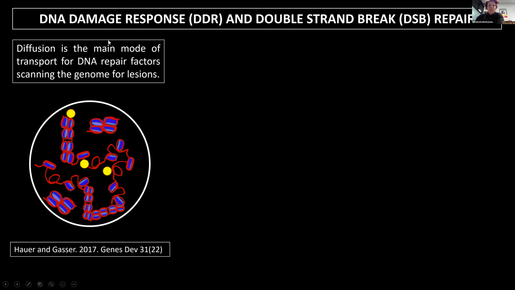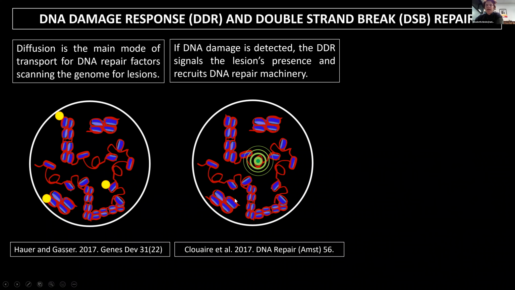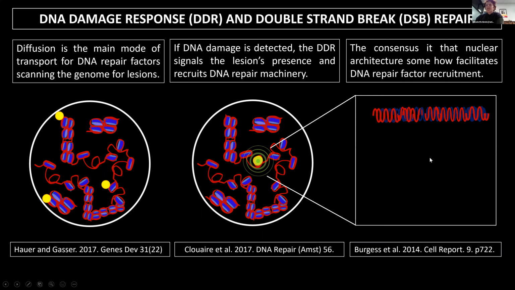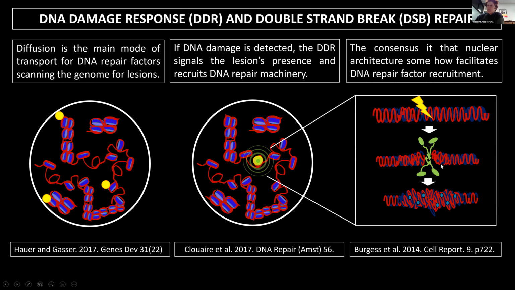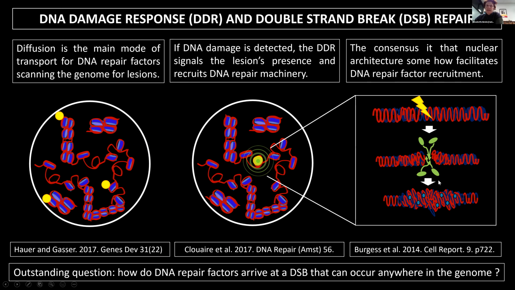So in the context of DNA repair, diffusion is also the main mode of transport for DNA repair factors, and they're constantly scanning the genome looking for genomic lesions. And when DNA damage is detected, the DNA damage response will signal that lesion's presence and recruit DNA repair machinery to that genomic location. And the consensus is that nuclear architecture is in some way actively facilitating this process. So there have been opening events at the double-strand break site detected, as well as compacting events that collectively facilitate repair factor accumulation at those locations.